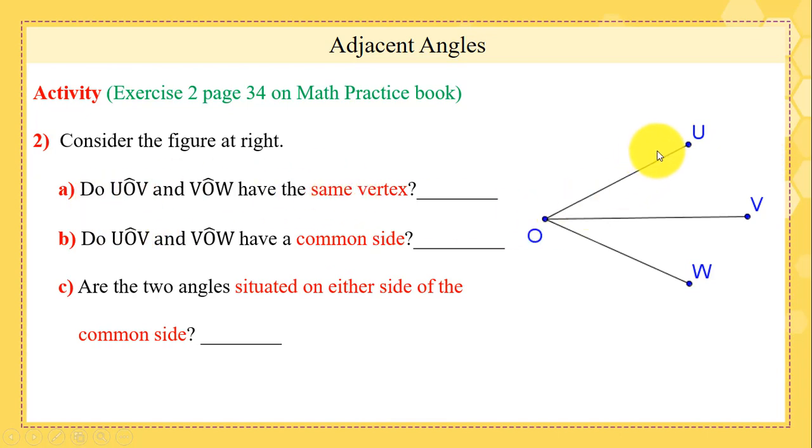Solution. The vertex of UOV is O. The vertex of VOW is also O. So, do they have the same vertex? The answer will be yes. O is the vertex of the two angles.